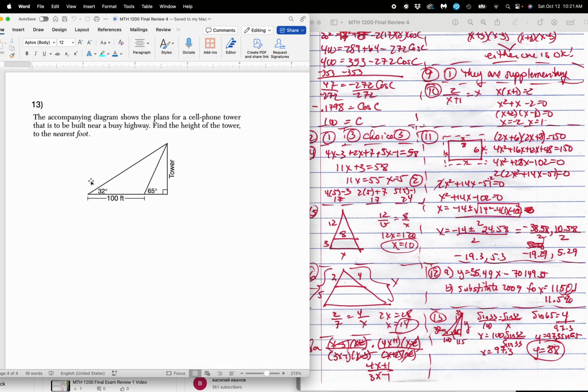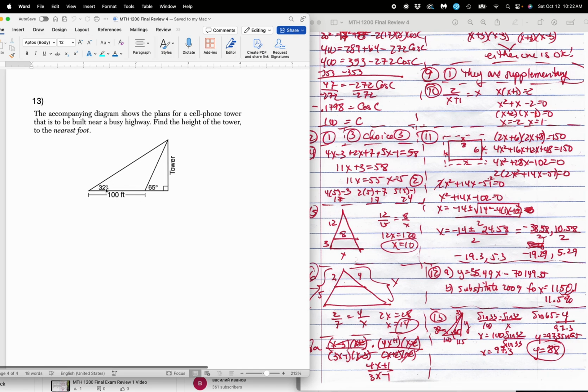Last step of the way. Little trig question here. Accompanying diagram shows the plans for a cell phone tower. It has to be built near a busy highway. Find the height of the tower to the nearest foot. So 32 degrees, 65 degrees, this is 100 feet. There's a few different ways to do this, but I think the easiest is probably to do the law of sines. So if this guy's 32, this guy's 65, which makes it 115 over here, and 32 and 115 add up to 147, so that makes the one up top 33 degrees.